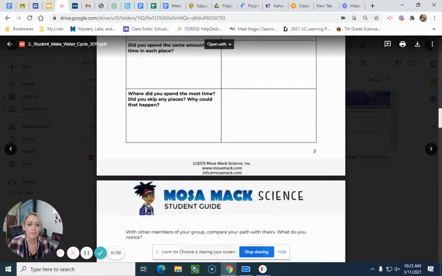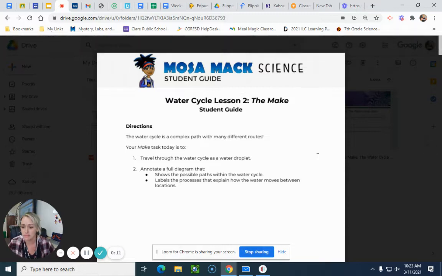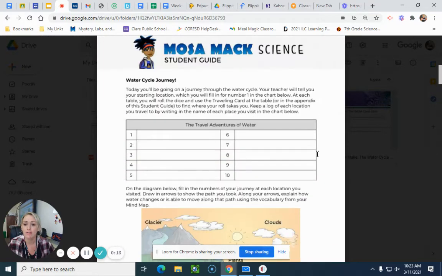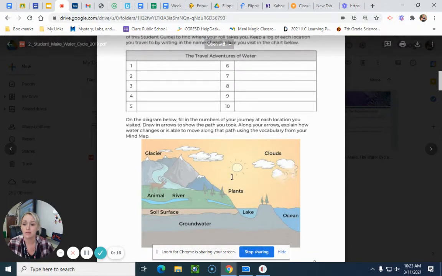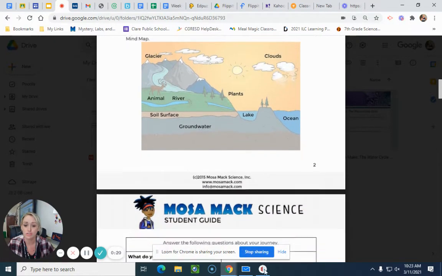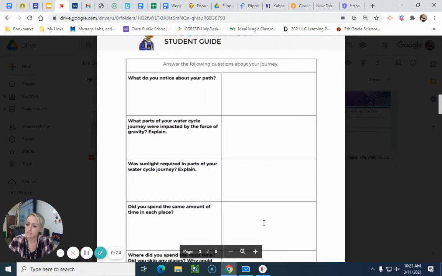Hi, welcome back. So we did an activity on Thursday where we behaved as a water molecule in the water cycle, and we traveled through the water cycle and made it to various locations. You should have your journey listed in this chart and also mapped out here with lines telling which direction you chose to move based on how you rolled the dice.